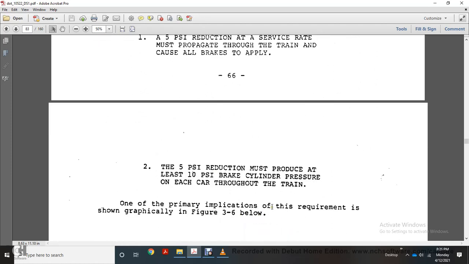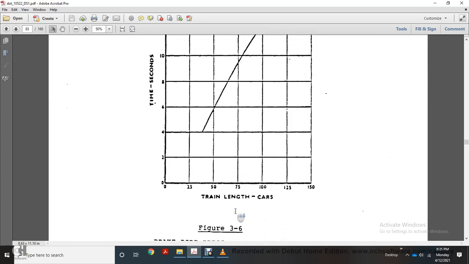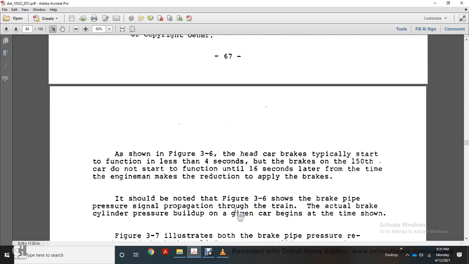One of the primary implications of the requirement is shown in the graphic in figure 3.6 below, which shows the time in seconds over the train length of the cars. As shown in figure 3.6, the head of the car brakes typically start to function in less than 4 seconds. The brakes of the 150th car do not start to function until 16 seconds later from the time the engine man makes the reduction to apply the brakes. It should be noted that figure 3.6 shows the brake pipe pressure signal propagation through the train. The actual brake cylinder pressure build up of a given car begins at the time shown.